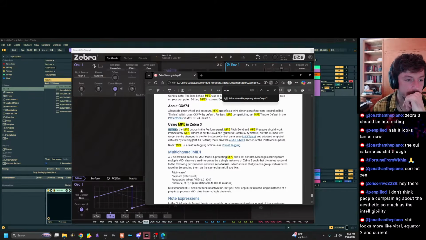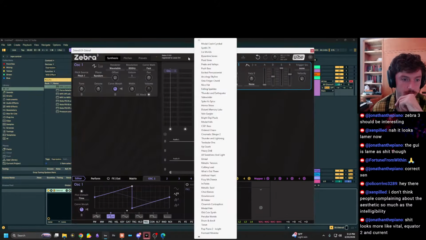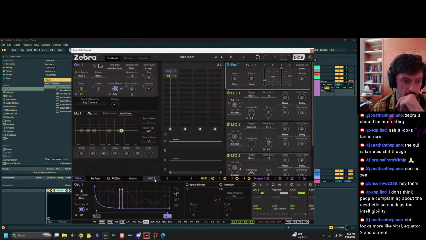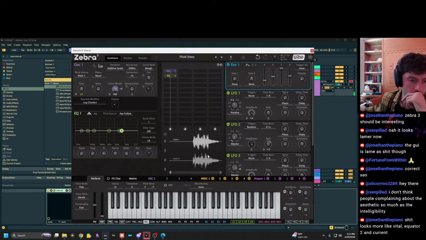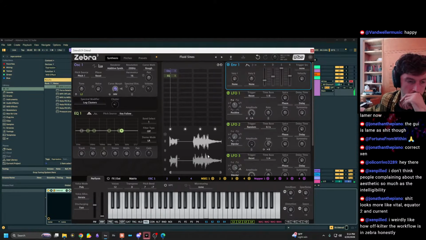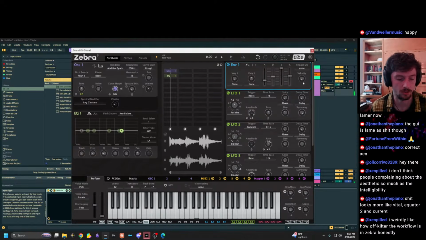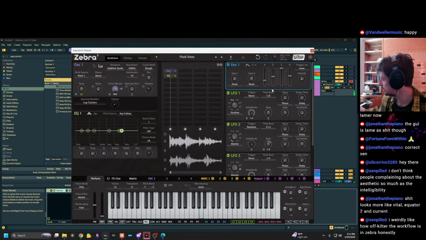But I care. Okay, MPE pitch bend should work immediately. Is it because I'm in an init patch? Is the init patch just bad? What if we open this up and then perform with MPE on? I don't think that's actually... Yeah, it's working.